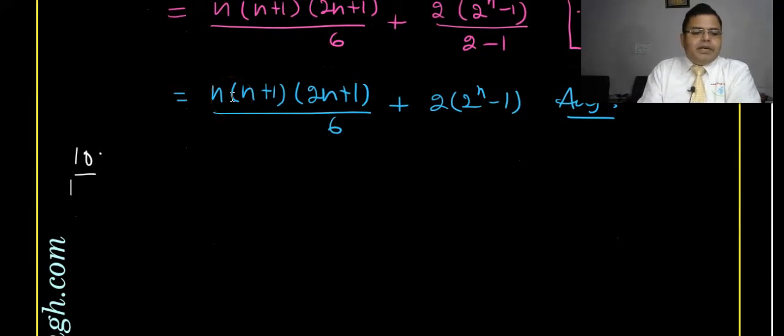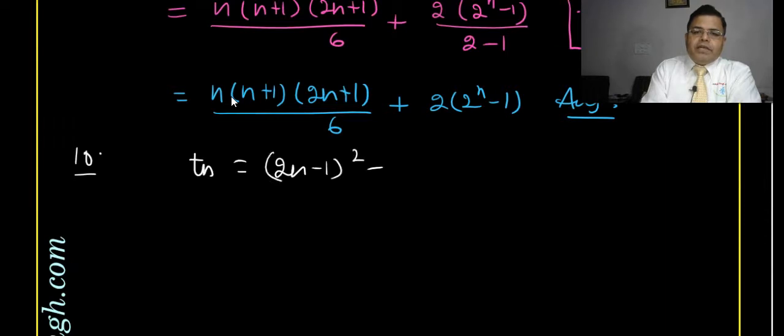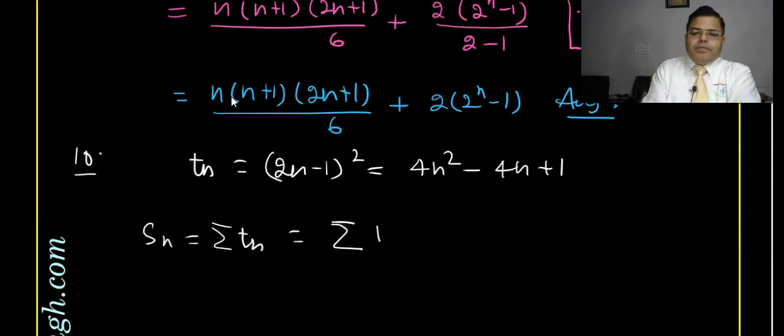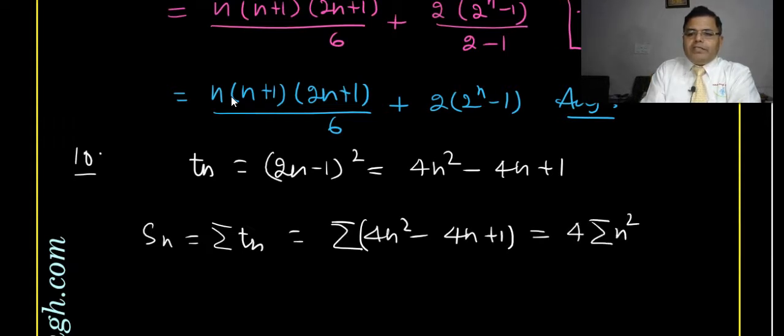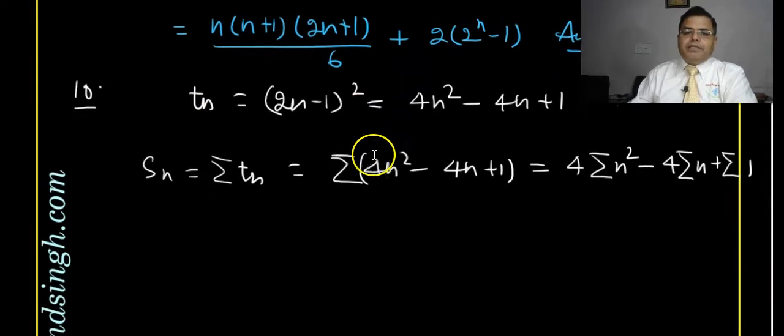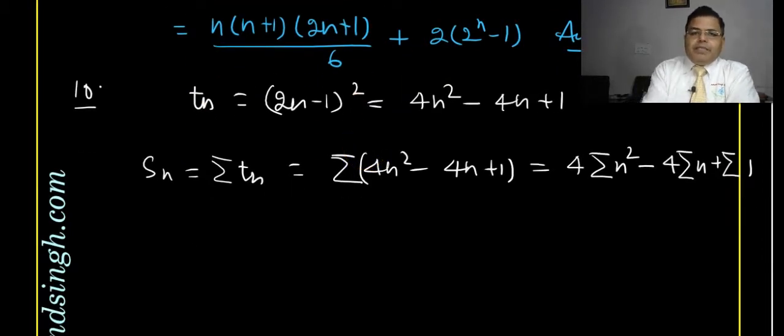Question number 10 was, Tn is given as 2n minus 1 whole square. That can be written as 4n square minus 4n plus 1. And Sn is equal to sigma Tn, you know. So that will be sigma 4n square minus 4n plus 1. So that will be 4 times of sigma n square minus 4 times of sigma n plus sigma 1. Sigma 1 is what? 1 plus 1 plus 1 up to n times, and that is nothing else but n.